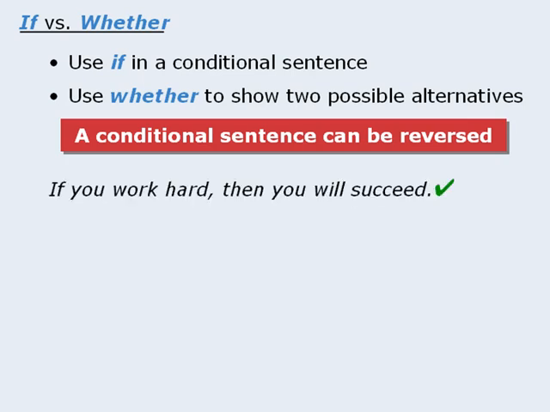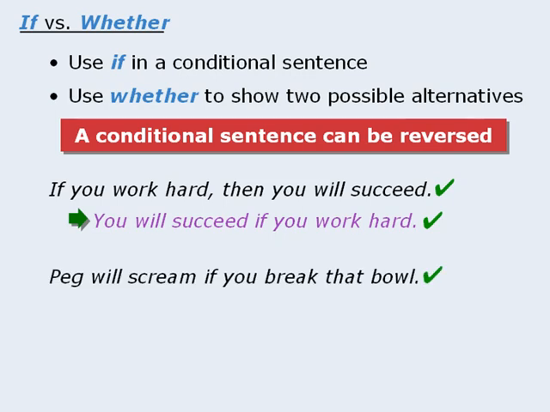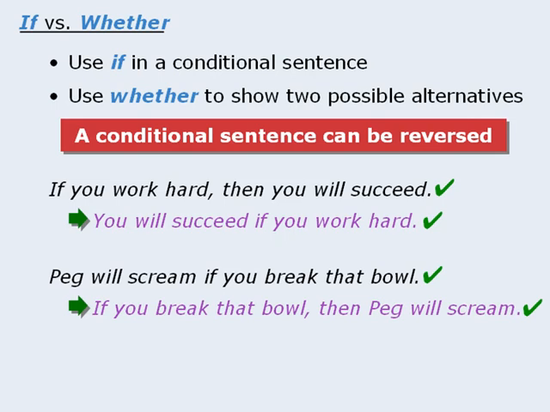Here's what I mean. Take the conditional sentence, if you work hard, then you will succeed. Notice that we can reverse the order of this sentence to get the equally correct sentence, you will succeed if you work hard. Notice that these sentences express the same idea. Similarly, we can take the conditional sentence, Peg will scream if you break that bowl, and reverse the order to get, if you break that bowl, then Peg will scream.